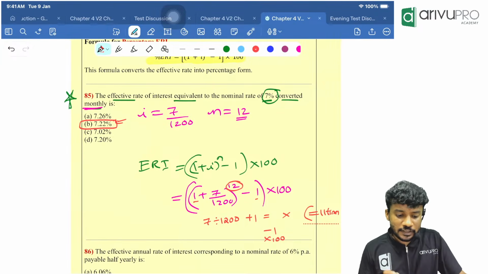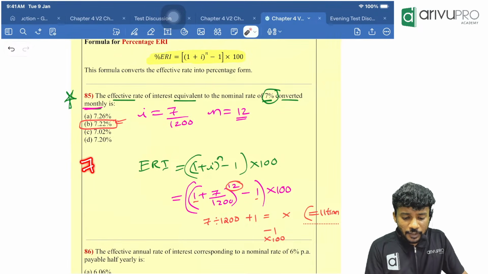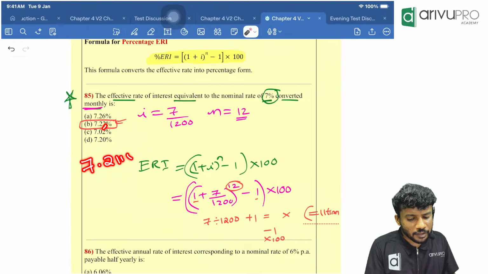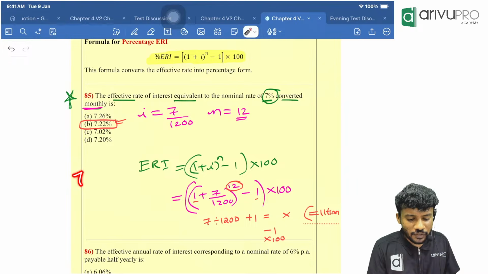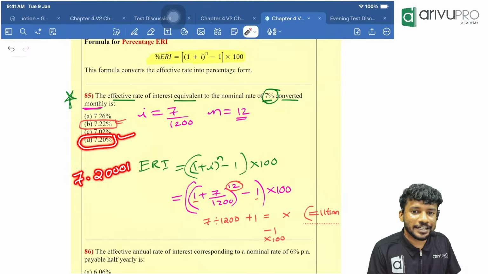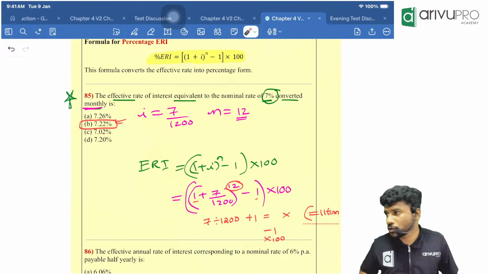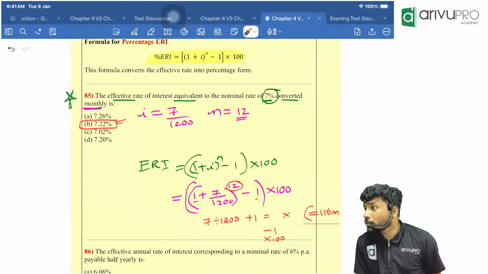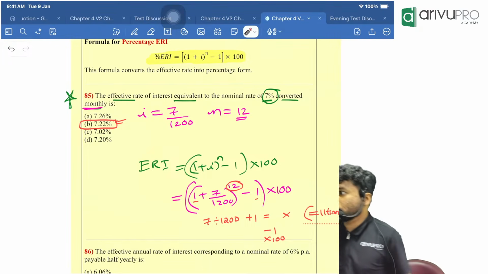Okay. One question is, if it is coming to be 7.21111 when we calculate the real answer, then which option will you mark? The nearest answer is what? 7.22 itself is the nearest answer. What if it came like 7.20001, which one will you take? You will go for option D, whichever is nearby to that. Okay, that way you should.